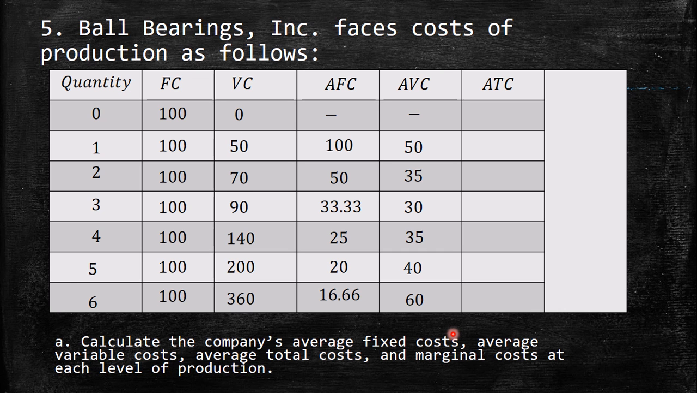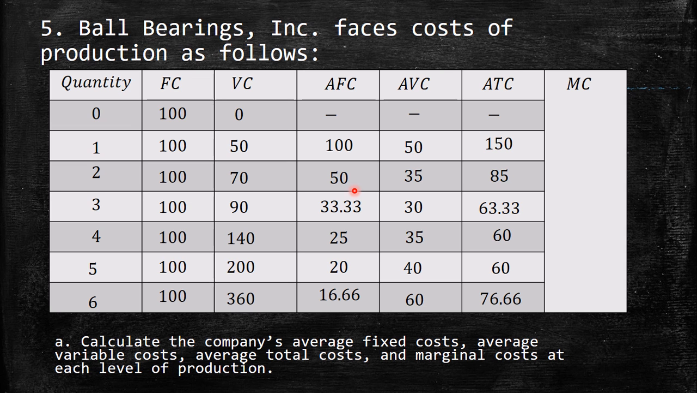The next one, the average total cost, is going to be the total cost divided by the quantity, or it's going to be the sum of these two. Remember, total cost is equal to variable cost plus fixed cost, so divided all by quantity, average total cost is equal to average variable cost plus average fixed cost. So this one is going to be 150, just the sum of these two.